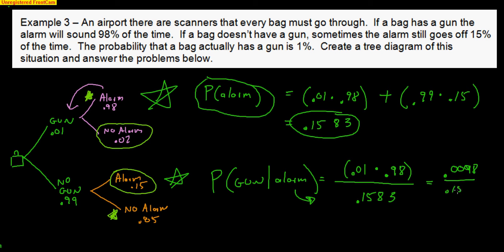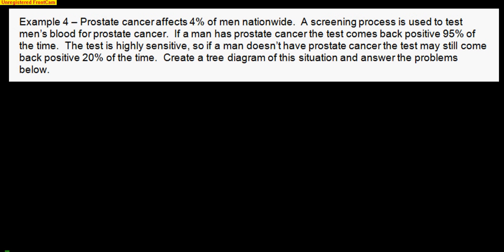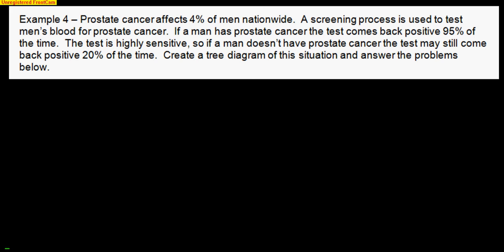Divide that by 0.1583, and I get a final answer of 0.0619. So if I hear that alarm go off in the airport, there's only a 6.19% chance that there is actually a gun in that bag. Okay? Hopefully you see how the tree diagram made that problem easy. Let's do another problem very similar to that one.